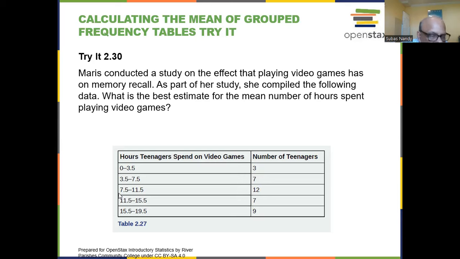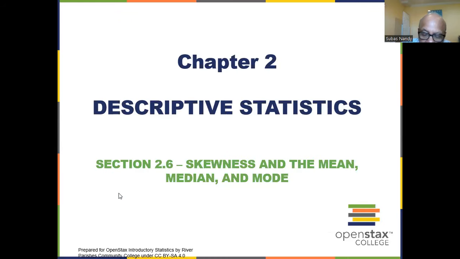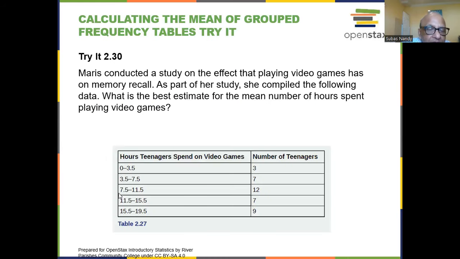And so forth, so you get the midpoint of each class, with the number of teenagers. It looks like the midpoints, except for the first class, are 5.5, and so on. Notice the class width is 7.5 minus 3.5, which is 4. So the next midpoint will be 5.5 plus 4, which is 9.5.